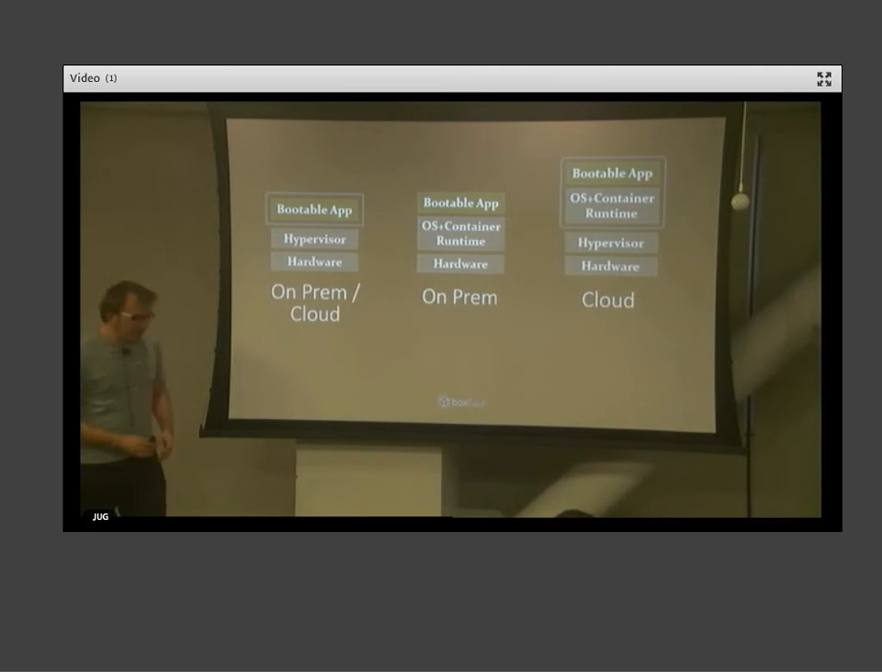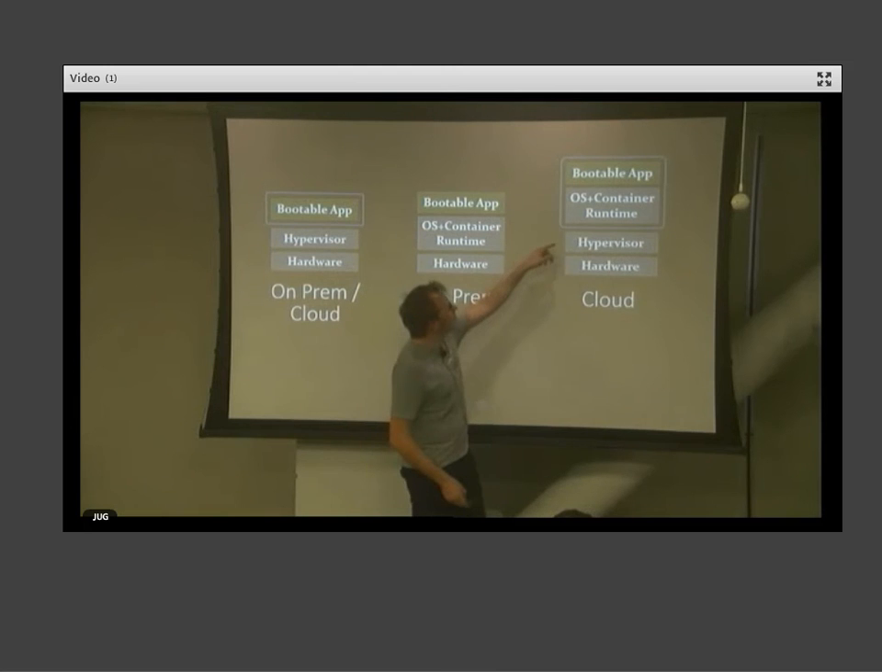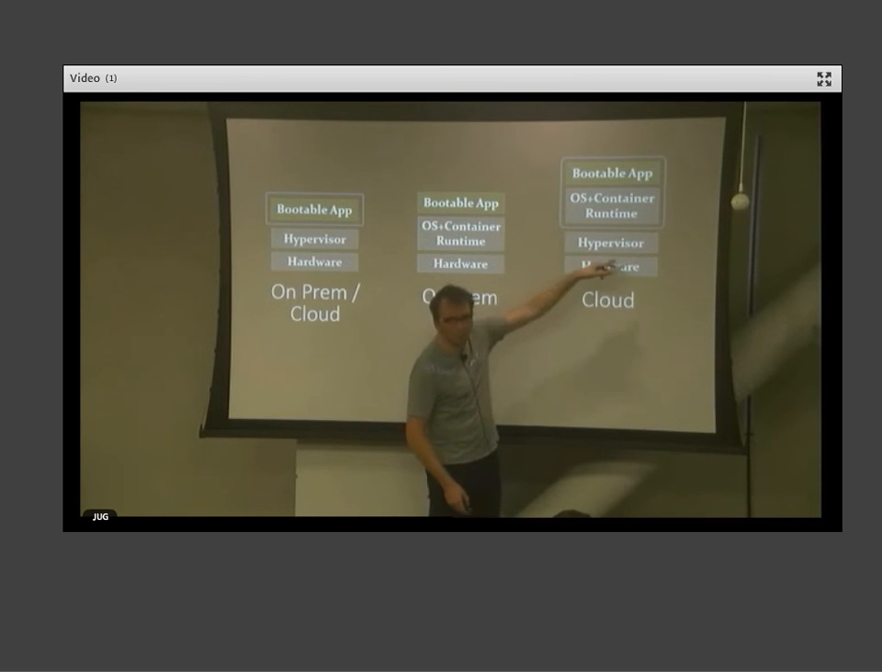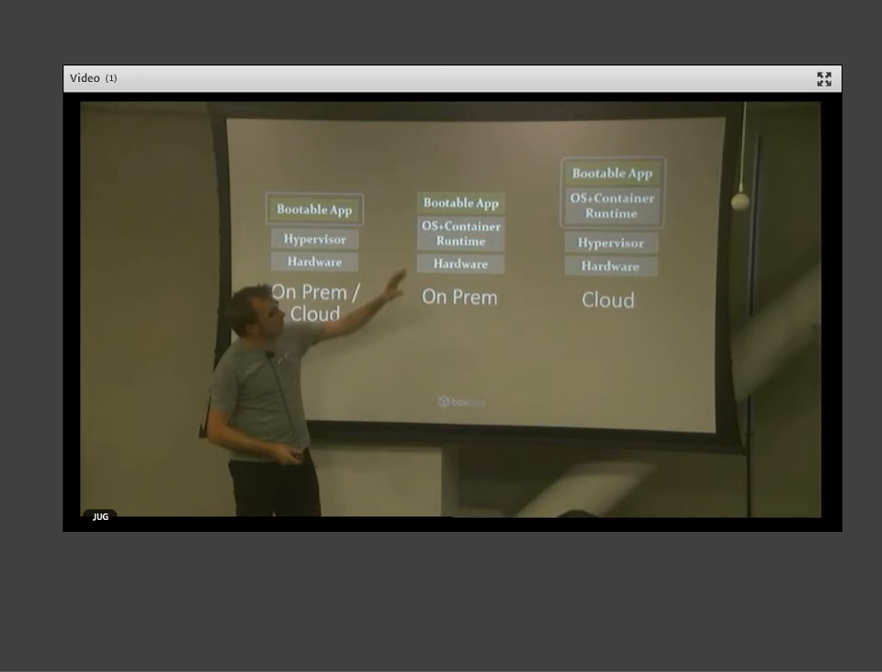Now, if we bring the cloud into the mix, this is what it looks like. We've got our hardware, our hypervisor, and if we run with OS-level virtualization, every single provider today works like this. You have your own pool of instances, and then you have your base OS plus your container runtime, and then within that pool, you can schedule your containers, and whether they contain bootable apps or classic operating system stacks, that doesn't matter, and you schedule it within that.